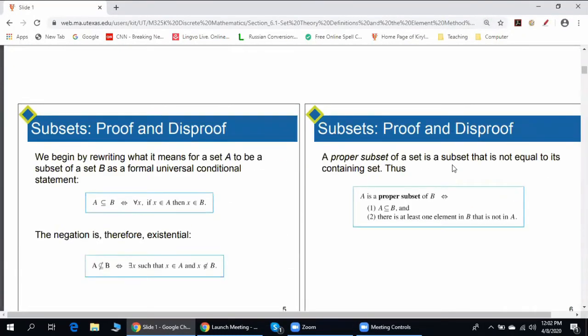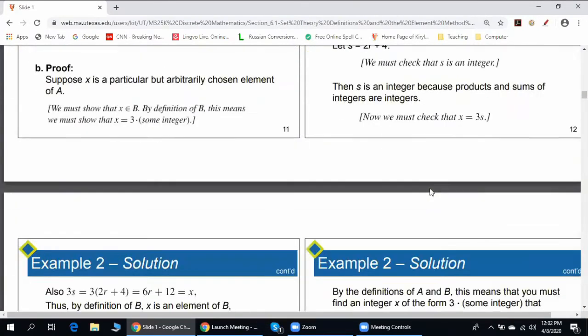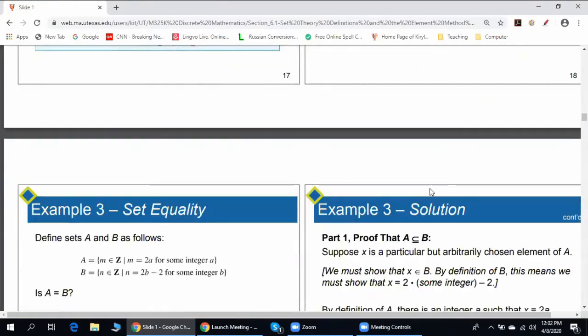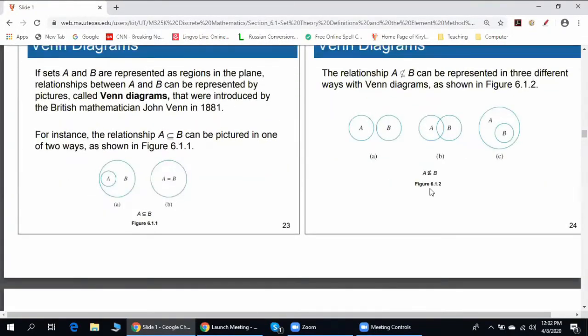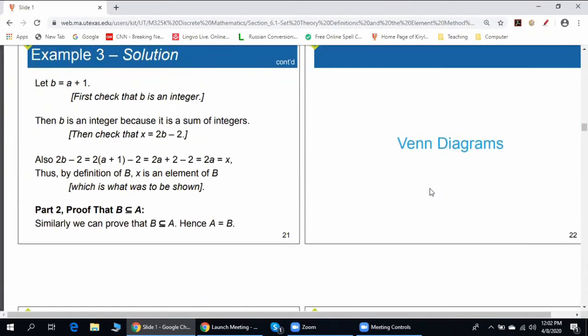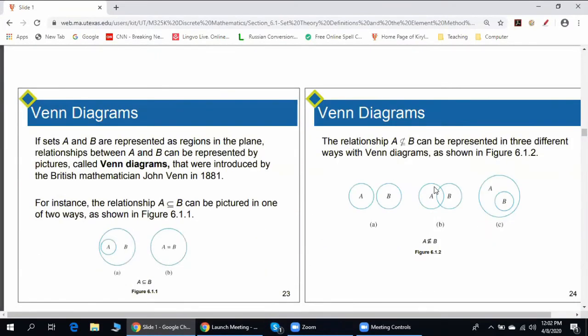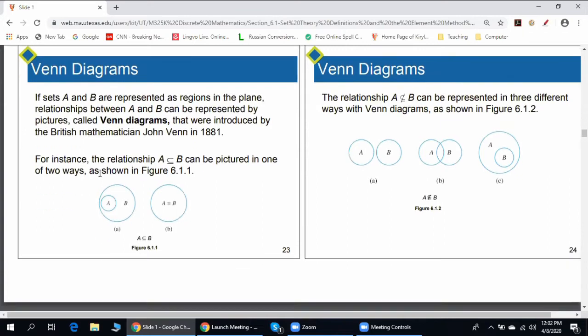Last time we discussed what is a subset, what is a proper subset. We discussed some examples. Now let us talk about Venn diagrams. What are Venn diagrams? We represent sets A and B by circles. For example, on this picture over here, A is a subset of B.